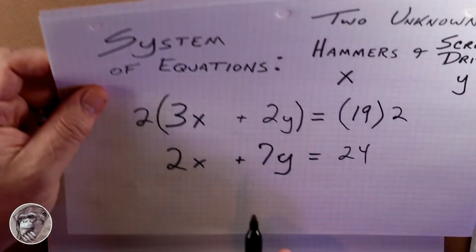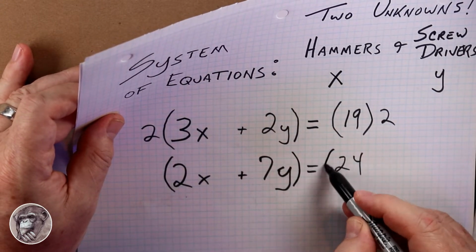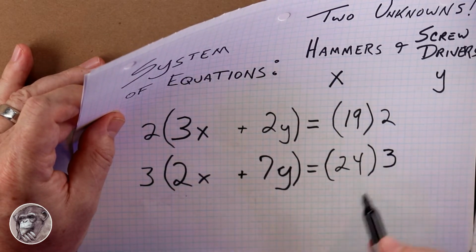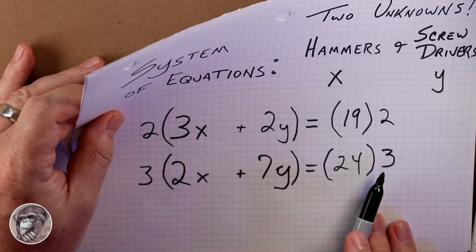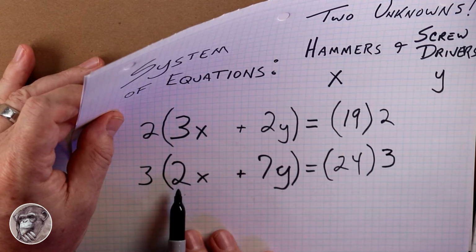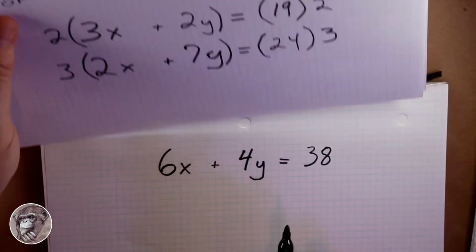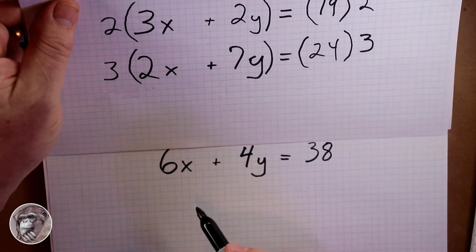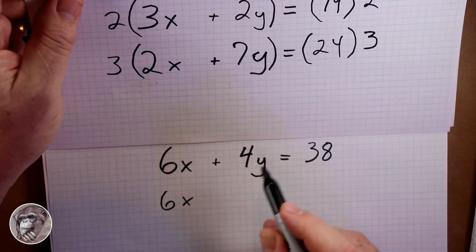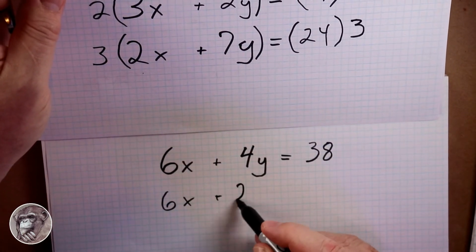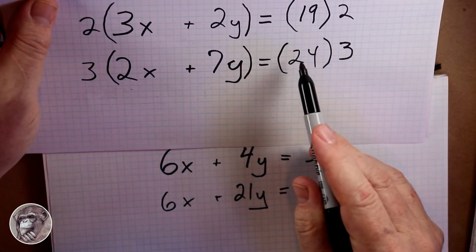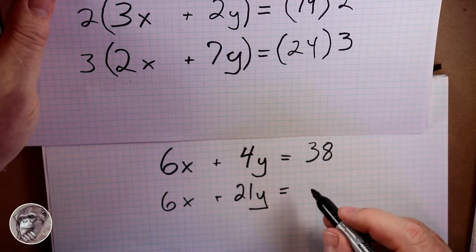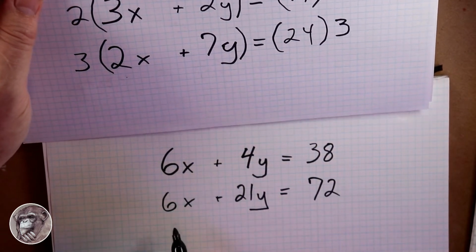And then we're going to do the same thing down here. In this case, I want to multiply this one by 3. And if I do the left by 3, I have to do the right by 3. So watch what I'm going to do. I see that this is going to go to 6, and this number is going to go to 21. Now I'm going to multiply these straight across. So I have 3 times 2x is 6x. And then 3 times 7y is 21y. And then 3 times 24 is 3 times 20 is 60, and 3 times 4 is 12. 60 and 12 is 72.